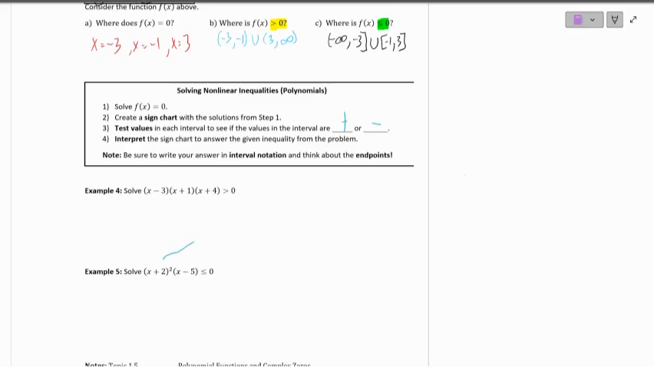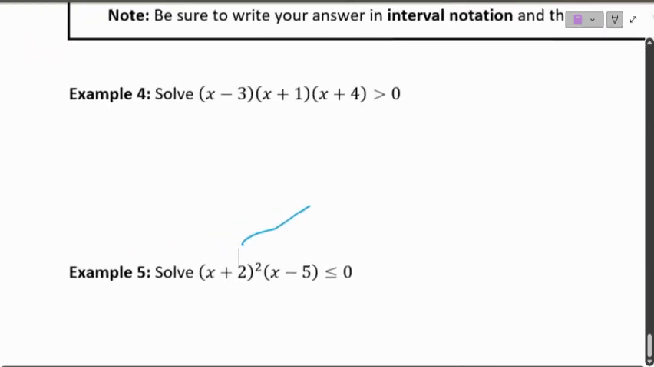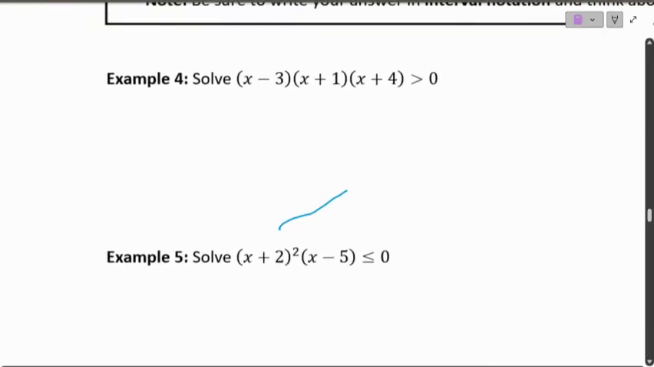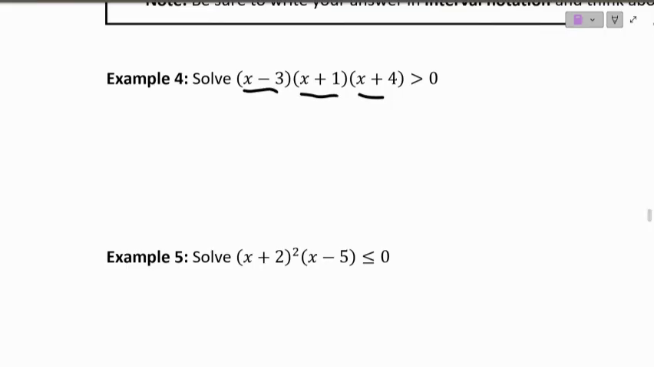So let me go to example 4 here. And so this one, we want to solve it, which the nice thing is it's already factored for us. So our three solutions if this was equal to 0 would be x equals 3, x equals -1, and x equals -4. So now we're going to go ahead and draw our sign chart.